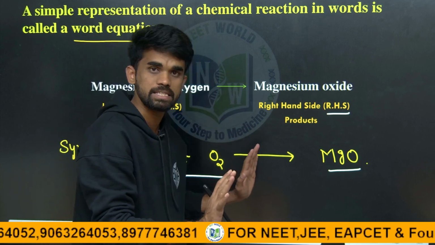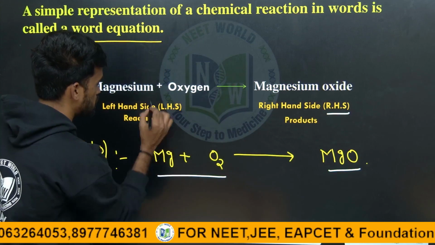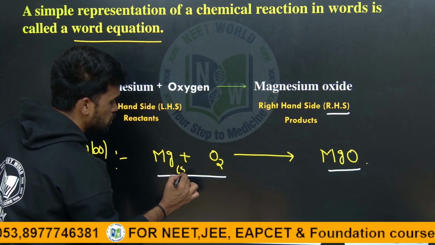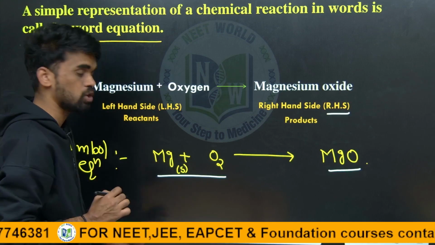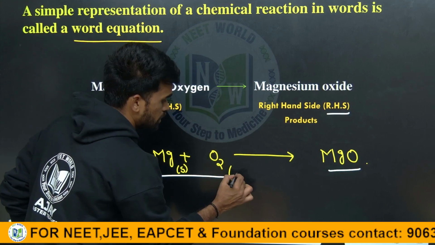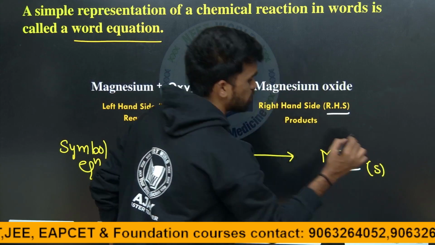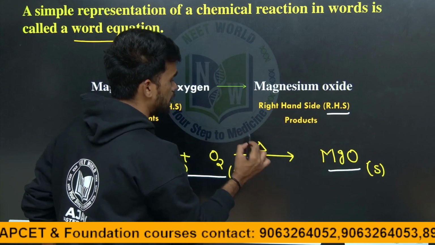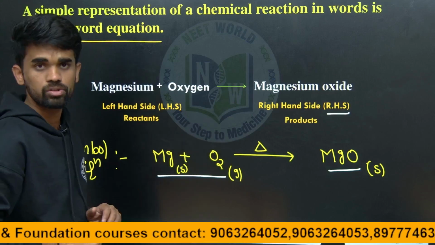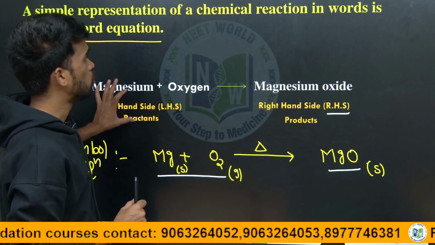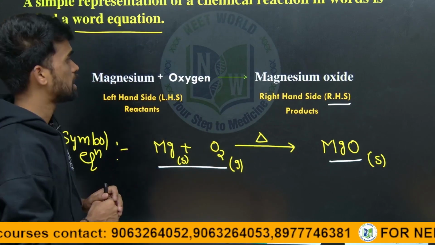This is very basic here. Now I told you to represent their physical state. So magnesium ribbon will be solid, oxygen will be in gaseous form and magnesium oxide will be in solid form. Like this we have to represent. Here is the heating condition. We are burning it, so you use delta to represent heat. So this is how a chemical reaction is represented.